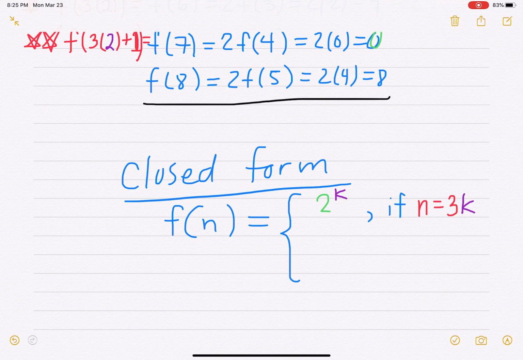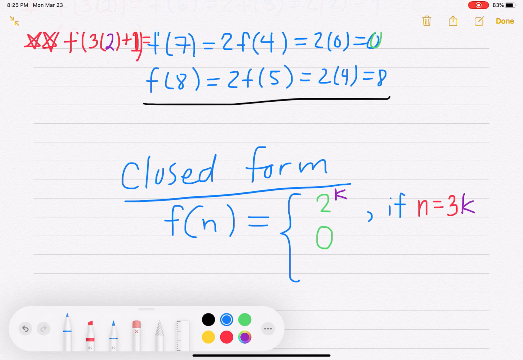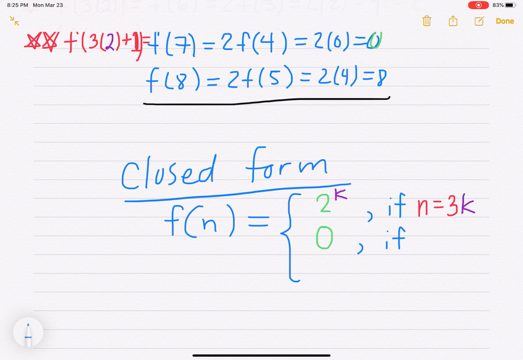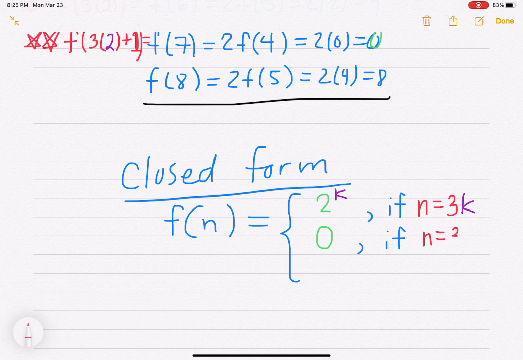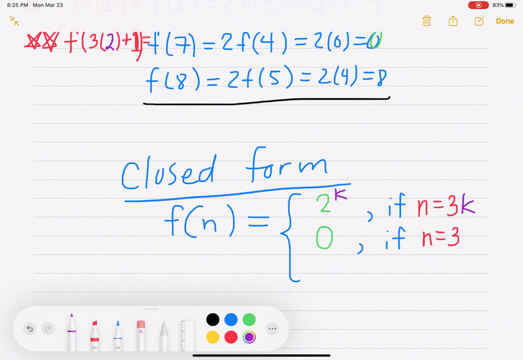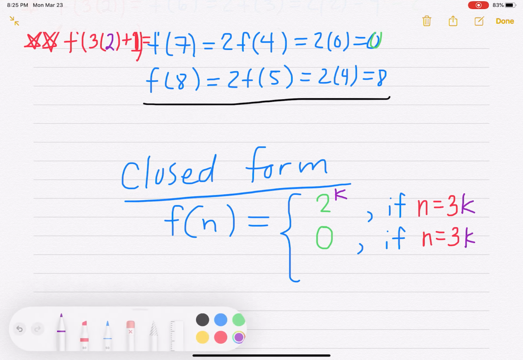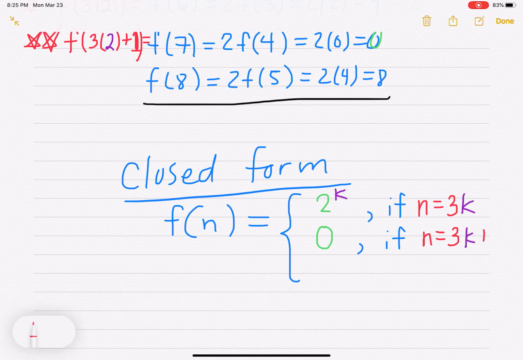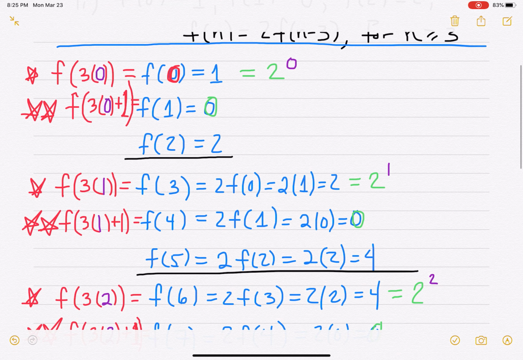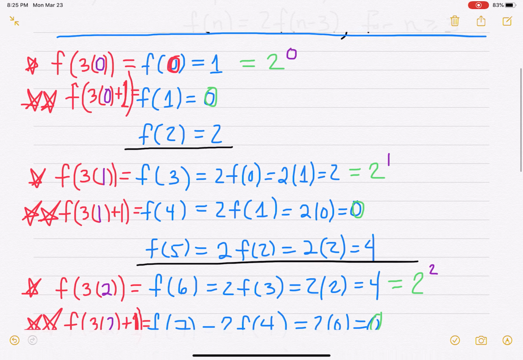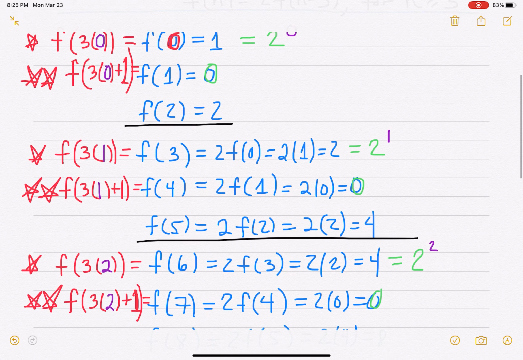So we said the output is 0 if n takes on the form 3 times k plus 1. Okay, so we got the second type figured out. Now we want to do the third type here. That's going to be f of 2. We're going to put triple stars upon the r's.